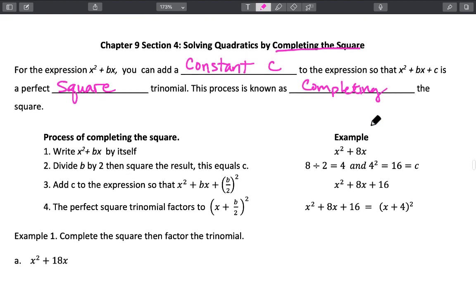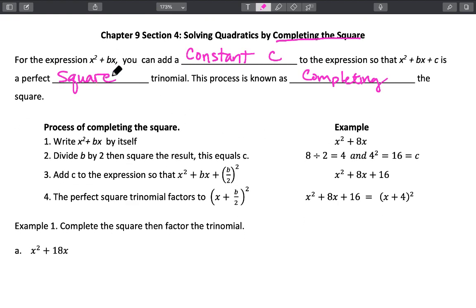All right, so let's jump into our notes for today. First of all, we're going to find an expression, x squared plus bx, and then we are going to try to complete its perfect square by adding in a constant c to this expression, so that x squared plus bx plus c is a perfect square trinomial, just like what we saw above. And this process is known as completing the square.